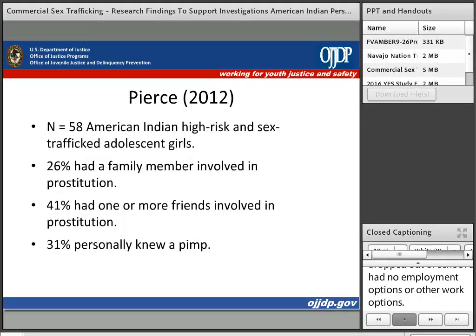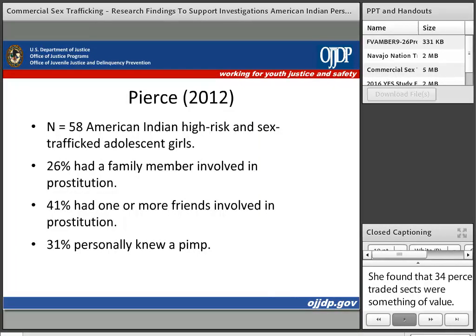So in her study, those were the roundtables with specialty groups that were working with trafficked kids. Then she analyzed the intake data for 58 American Indian high-risk and sex-trafficked adolescent girls. She did not have any Alaska Natives in this study, and she found that 34% of them had traded sex for something of value.